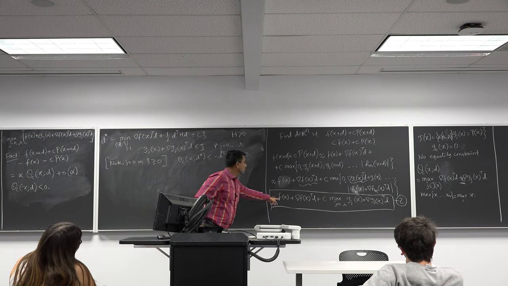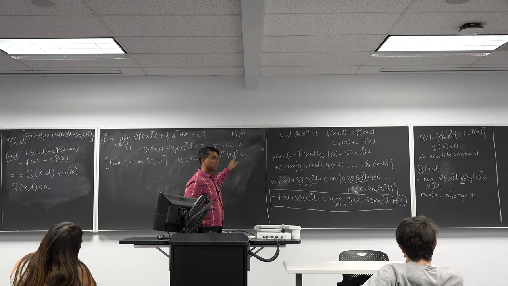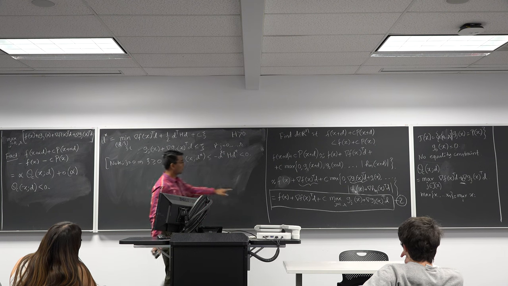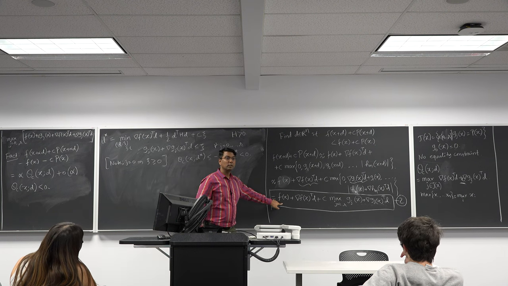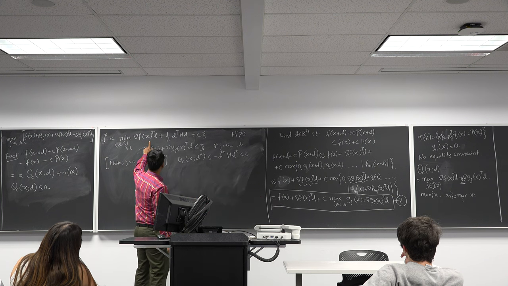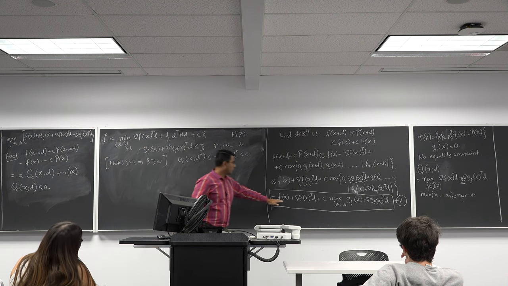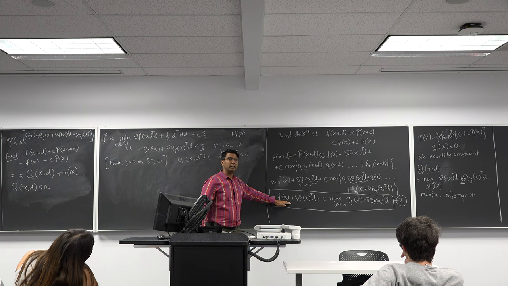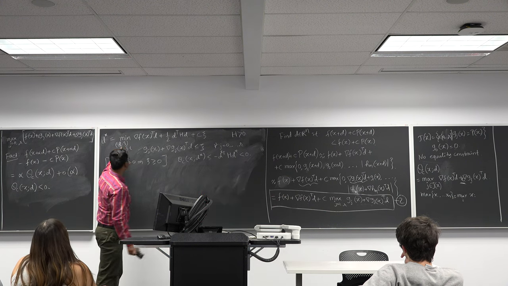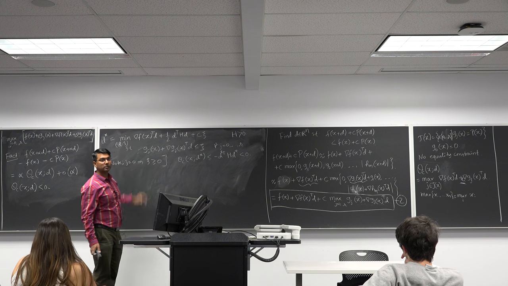How did I go from here to here? How do you replace f of x with d transpose h? So f of x is not dependent on the d at all. So if I'm doing the minimization over d, I can remove all the terms that don't depend on d.